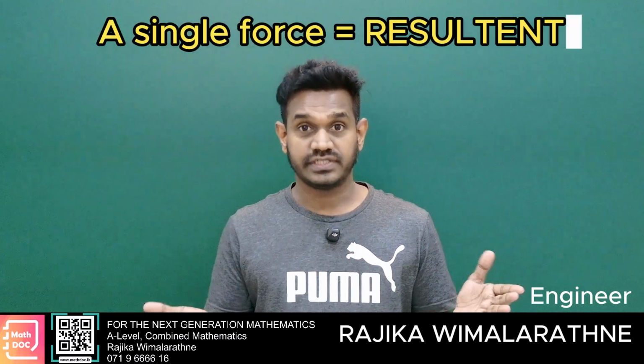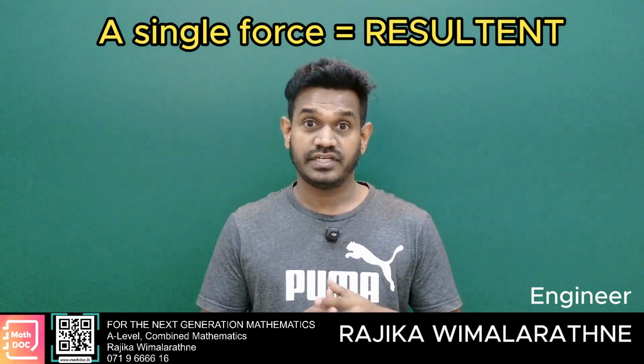One thing: the system of coplanar forces can be reduced to a single force. That single force we introduce as the resultant. Therefore, if a system of forces is equivalent to a single force, we call that the resultant. That resultant we can find by resolving forces horizontally and vertically.